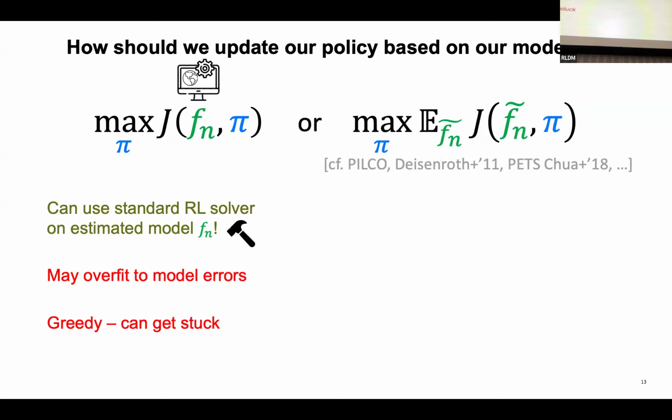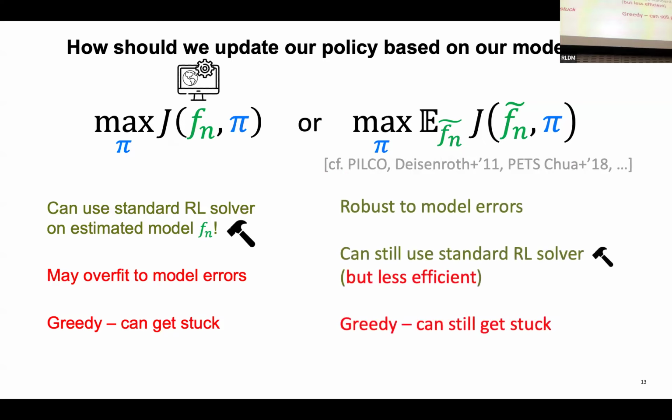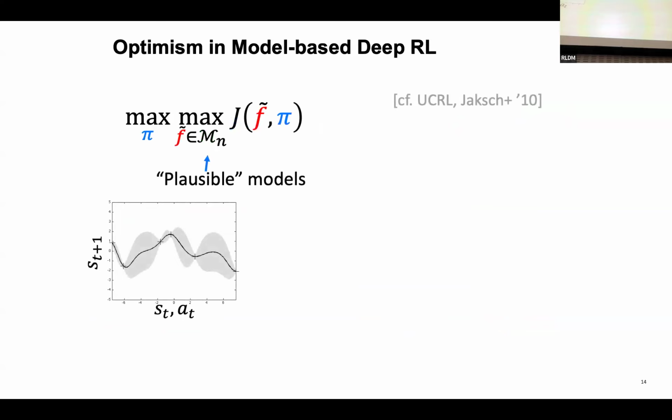The advantage is that this is much more robust to small errors. You can't exploit errors in a single dynamics model we estimated. And you can still use standard RL, just as stochastic optimization. Now, the issue is that there's still no explicit incentive to explore, and you can get stuck in a suboptimal solution. Now, the question is, how do we implement ideas like optimism? How can we think about optimistically exploring in this setting?